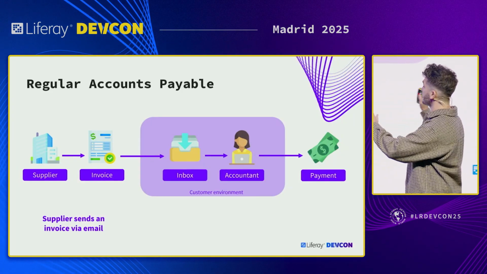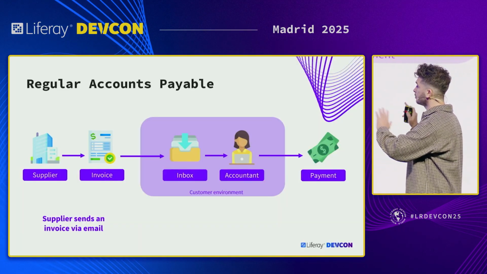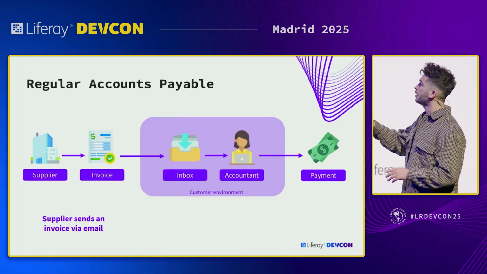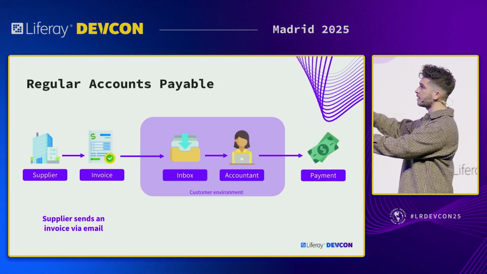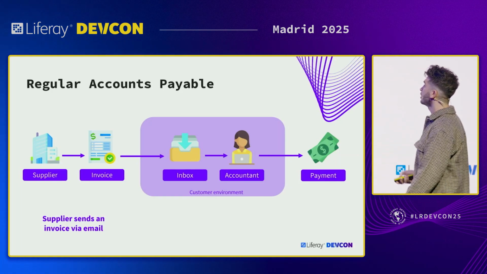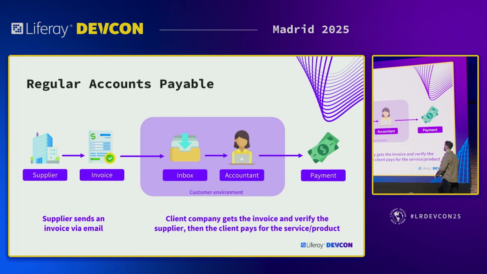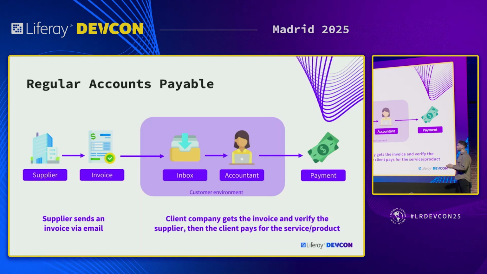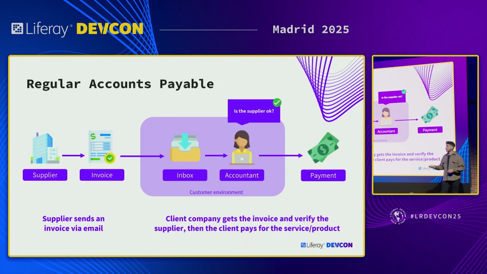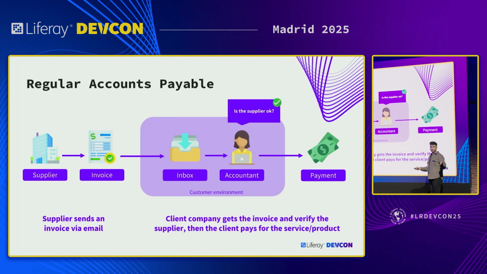the process is easy. I can say that 90% of companies around the world, but for sure in Italy, work like this. The supplier sends an invoice. The invoice reaches the customer in their inbox. The accounting office is able to analyze the invoice, and if the supplier seems good enough, they can unlock the payment for the supplier. Seems pretty good, right?